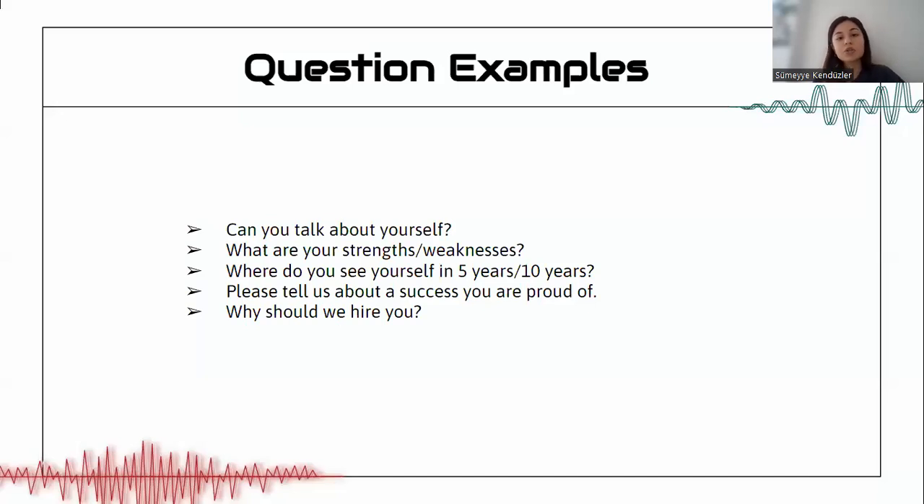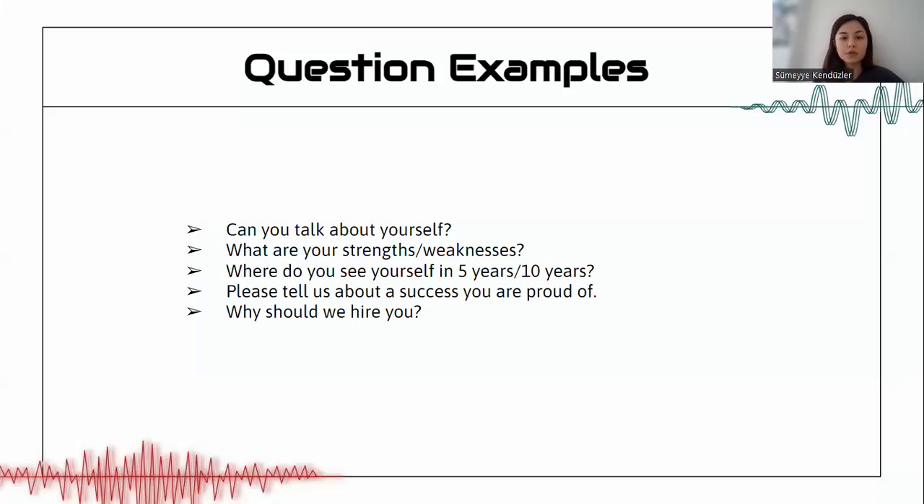So you can show them that this job will impact your future, and this is very important for you. And the fourth one is, please tell us about a success you're proud of. So they're also looking at your success criteria as well. And our last example is, why should we hire you?